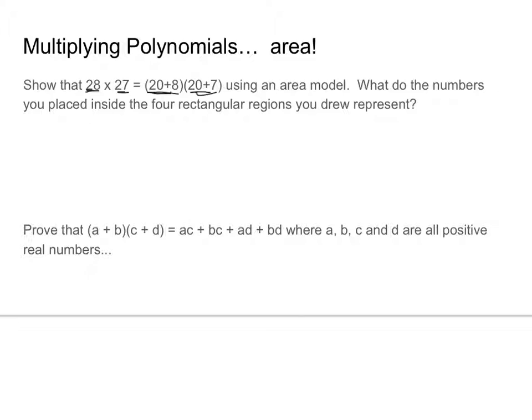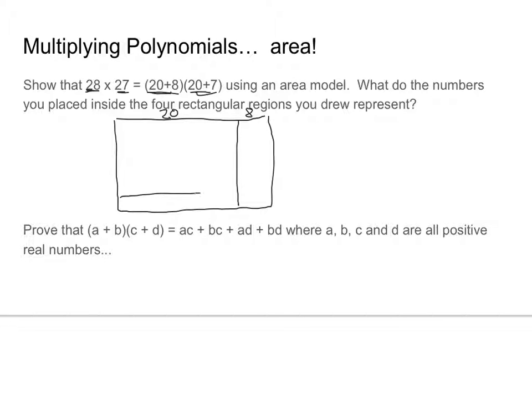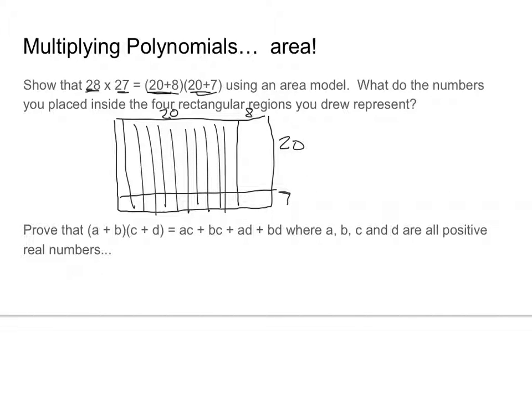I can draw a rectangle and split it into numbers or shapes. So this part would be like a 20, and over here we have 8. And this would be like the 20, and that would be 7. So I could count out all the squares that we make. Remember when we did area back when you guys were young? We could count the number of squares in each rectangle.